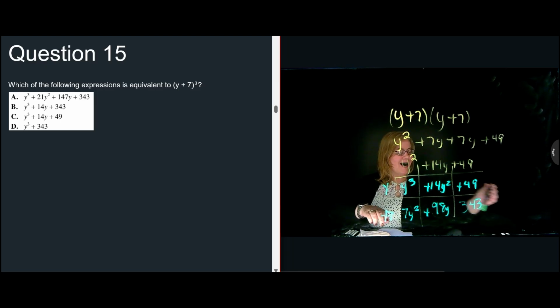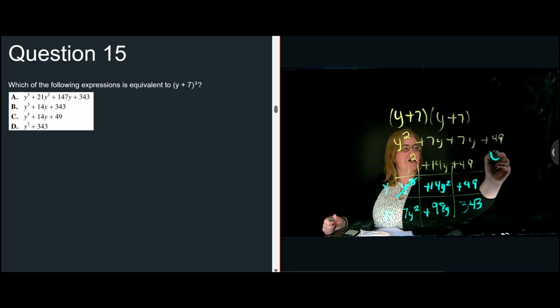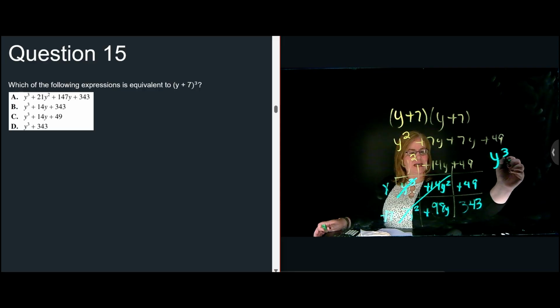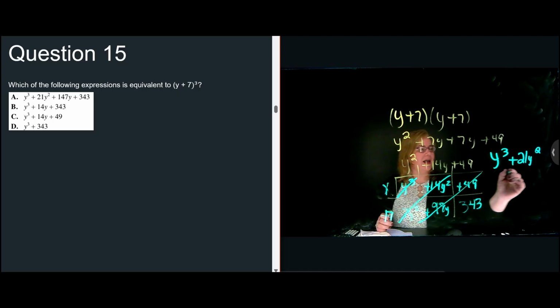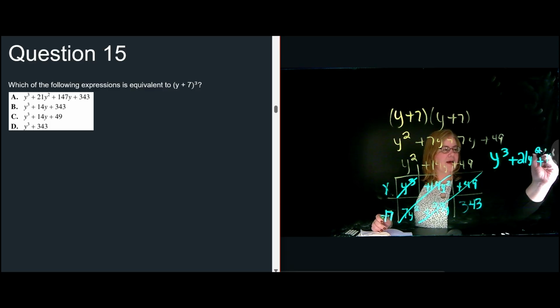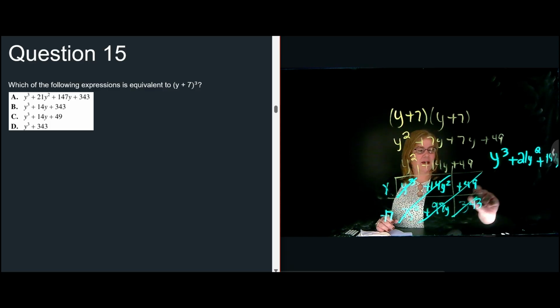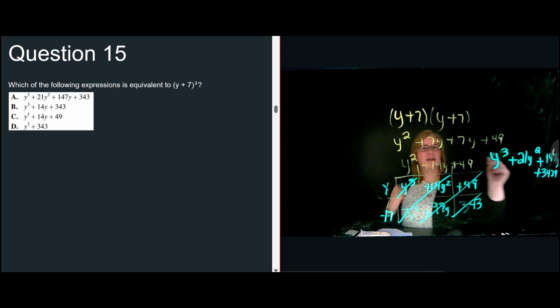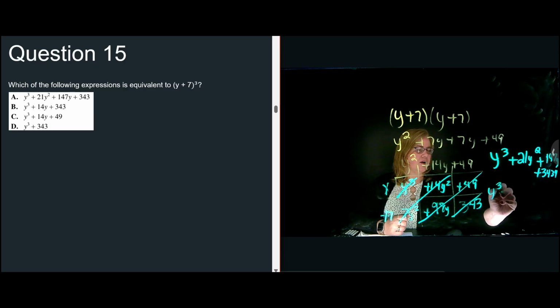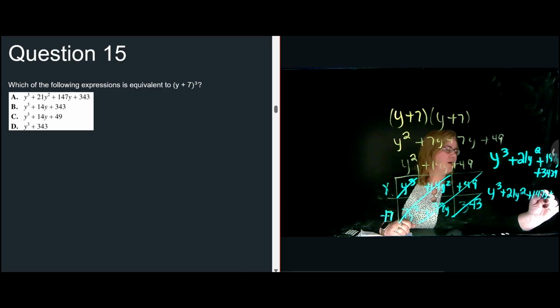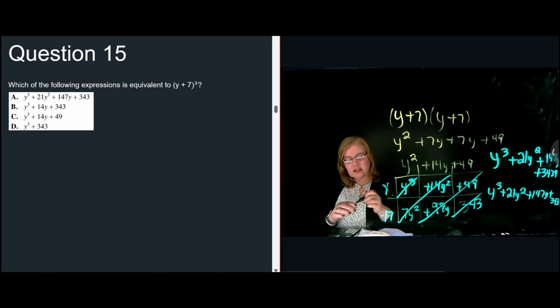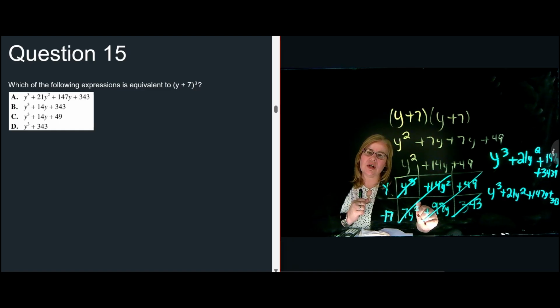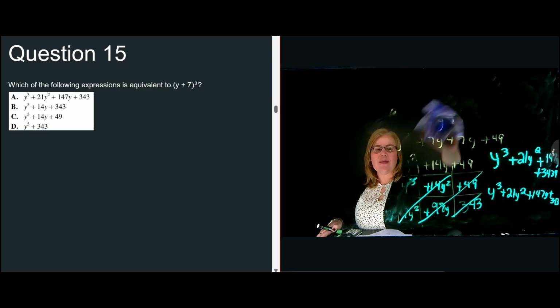Then all I'm going to do is add diagonally. So I have this one as y to the third. 7 plus 14 is going to be 21y squared. 98 plus 49 is going to give me 147y. And then we have this plus 343. So let me go ahead and write that a little better. So I have y to the third plus 21y squared plus 147y plus 343. So either way that you choose, either the math or you're going to use your Desmos, it's still going to give you the same correct answer. It just depends on your time limitations.